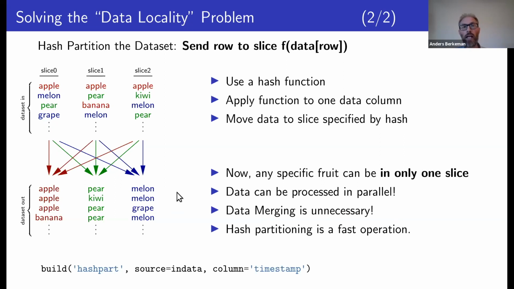In addition, hash partitioning is a very fast operation and is run only once. The amortized cost approaches 0 as you reuse the result. And again, data is never modified. The hash partition data is stored in a new data set. So it's just another view of the same data.